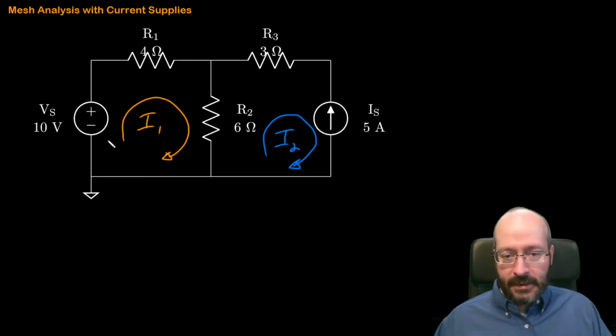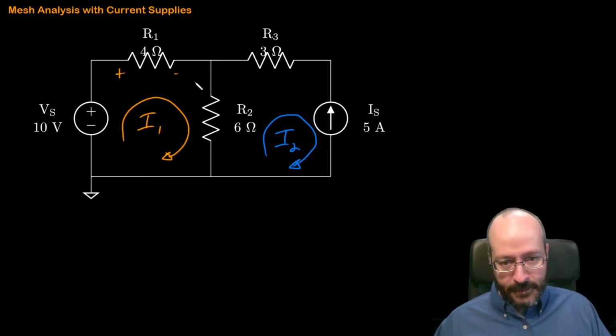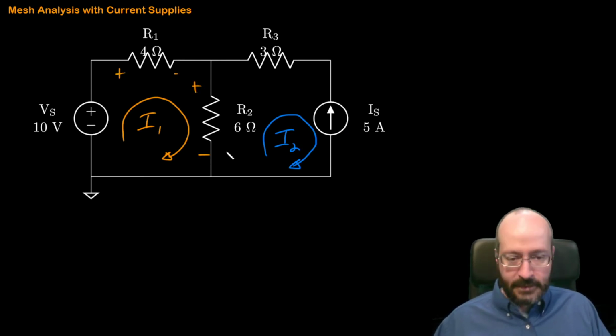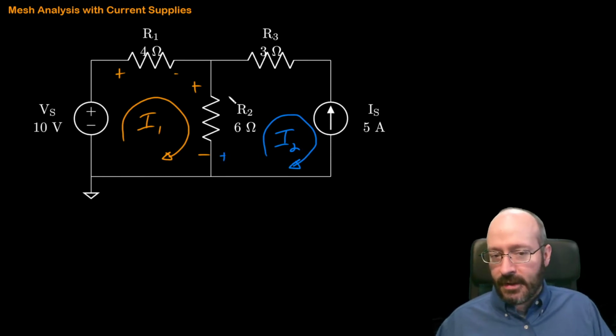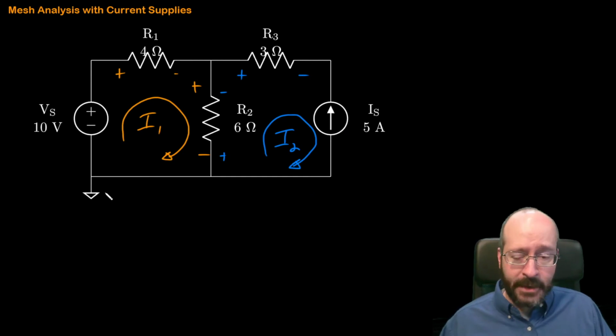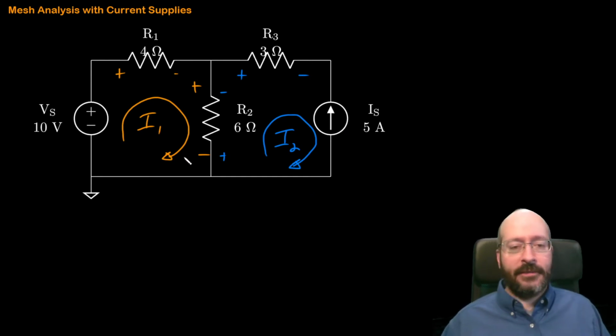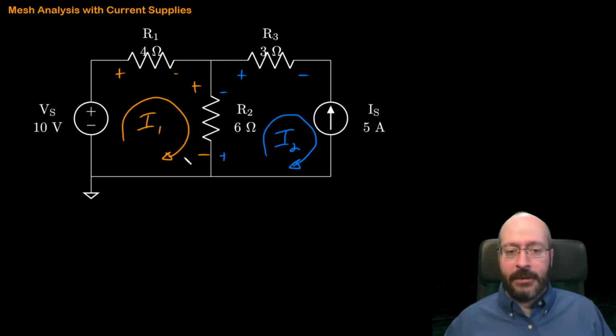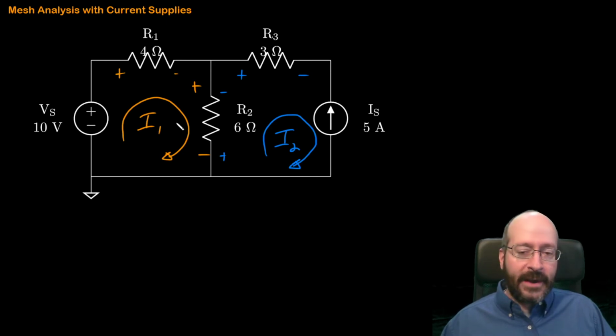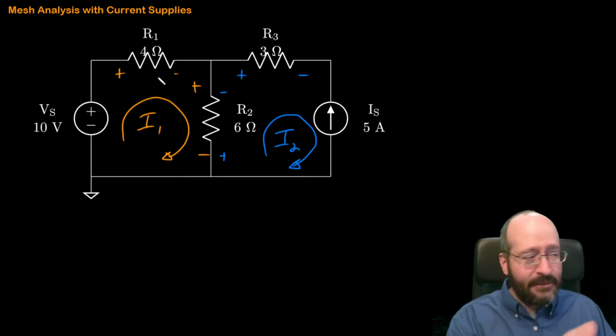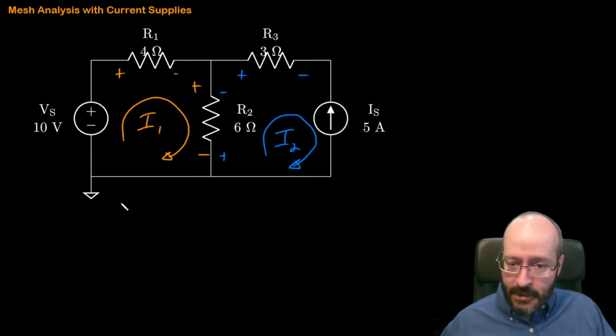Okay, I'm going to label my polarities for my passive components inside the meshes. I'll do it over here, but what we're going to find is that it ends up not being necessary. Okay, so now I sit back and I think, there's two unknowns because I have two mesh currents. So I'm going to need two equations. So I'm going to write a KVL around I1, and everything's going to work out just fine.